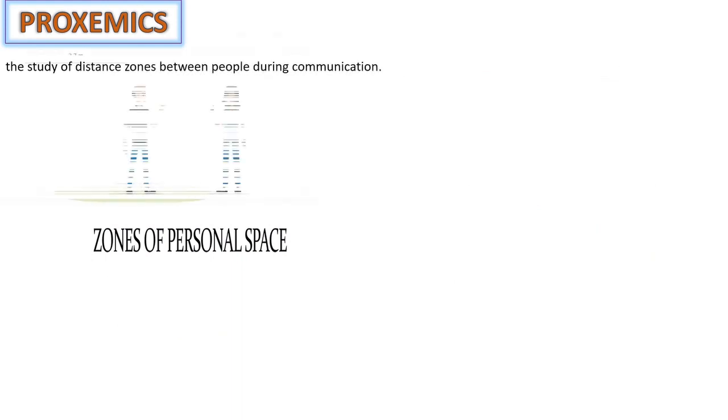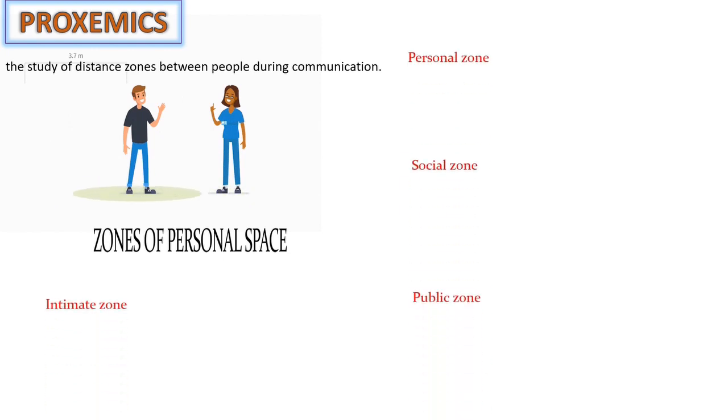Proxemics. This is the study of distance zones between people during communication. And there's what we call the zones of personal space. As you may see in the picture, there are varying colors representing different distances of proxemics. We will try to define them. These are the intimate, the personal, the social, and the public zones.